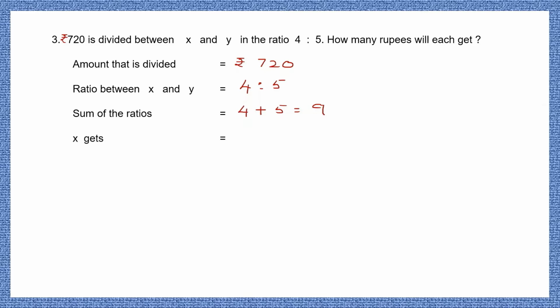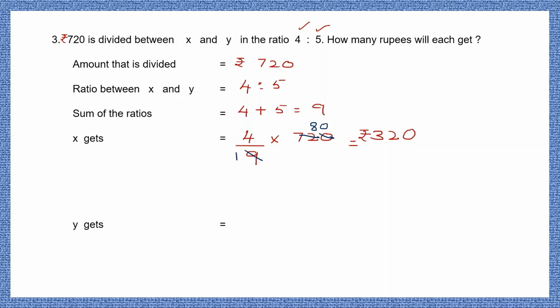Now how much will x get? So x is 4 in the ratio and y is 5 in the ratio. So we're going to use that accordingly. So x will be 4 by the sum of the ratios, which is 9, multiplied by the amount, which is 720. Let's cancel. 9 ones are 9, 9 eights are 72 and the 0 80. Now let's multiply 80 into 4. 8 fours are 32, 80 fours are 320. So x gets 320 rupees.